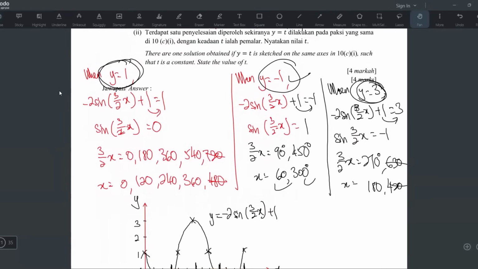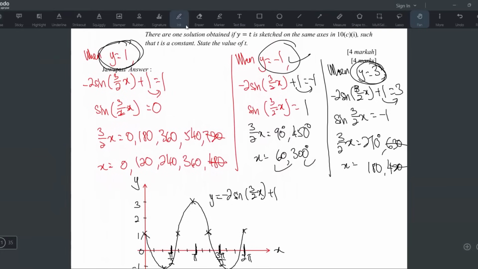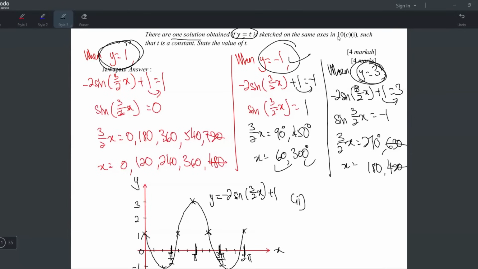Okay, let's do question 2 now. So question 2 is here. There is one solution obtained if y equals t is sketched on the same graph, such that t is a constant. State the value of t. Okay, we have some information here. So they want us to draw this line y equals t, but they never give us the t. But they said there is one solution, so the number of solutions is 1, and they ask you to find the value of t.